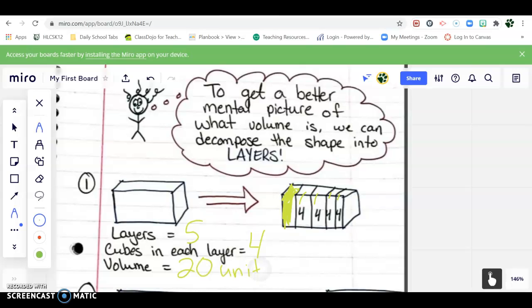units cubed. Remember, when we work on volume, we always do that cubed exponent because that's what's going to tell us that it's volume versus area.